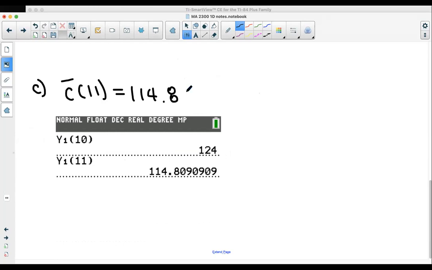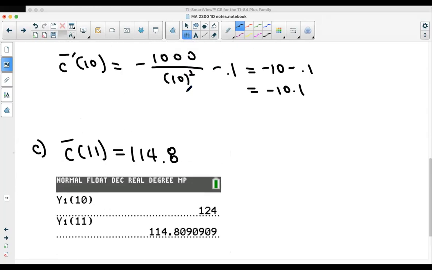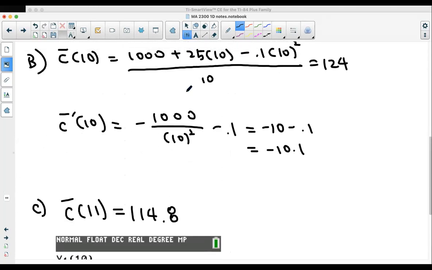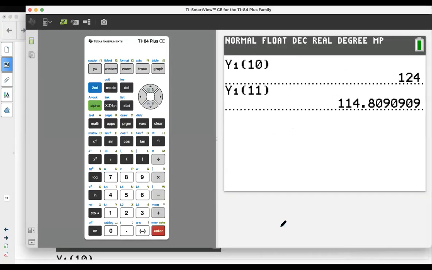114.8. But wait a minute. That seems to be pretty close to... Oh, wait a minute. What's happening? C bar of 10 plus C bar prime of 10. What was that equal to? Let me calculate this one. So 124 minus 10.1, and that was equal to 113.9.